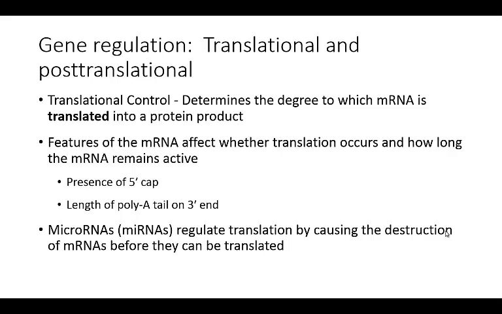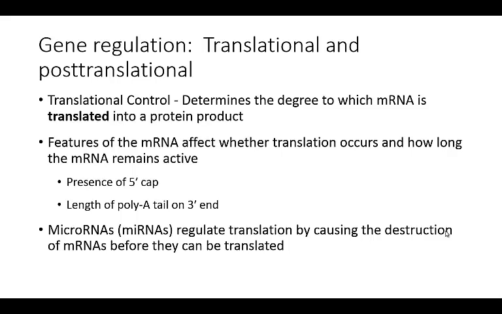Things like the presence of the 5' cap are going to affect whether or not the ribosome is going to be able to find this particular mRNA and start translation. Things like the poly A tail on the 3' end are going to affect the stability of this mRNA. If it's lost, that mRNA is going to be turned over and it can never be turned into a protein, because it's not going to be able to be translated if it's not there.